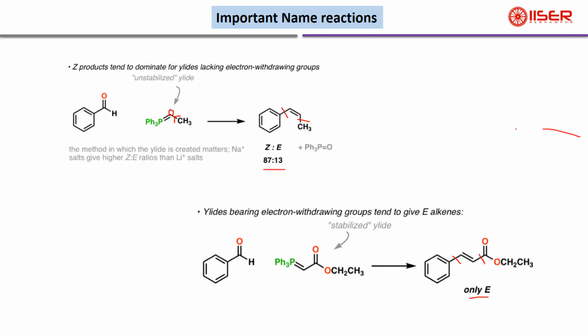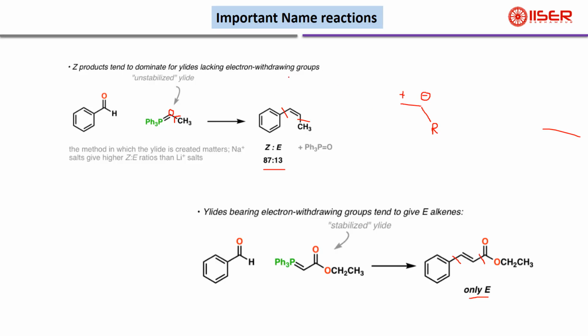There are two types of ylide. One is stable ylide, another is unstable ylide. What is called stable ylide? Suppose you have this structure. This is called ylide, right? One side is positive, one side is negative. If you have a group here which is electron withdrawing, then this negative charge will be delocalized. That means the ylide will be stabilized. And if you have an electron donating group, then it will push the electron towards this negative charge. That means the negative charge will be destabilized. That is called unstable ylide.